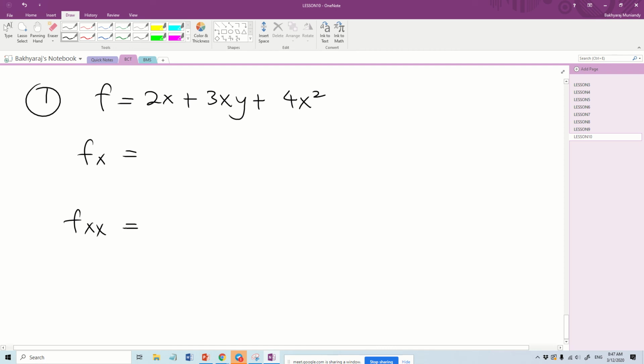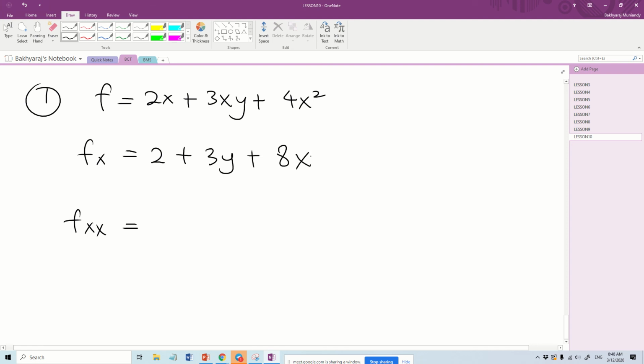Then only you can go for fxx. Okay, so first, what is the first derivative with respect to x? So when you differentiate, you get 2 plus 3y plus, so here you get 8x.